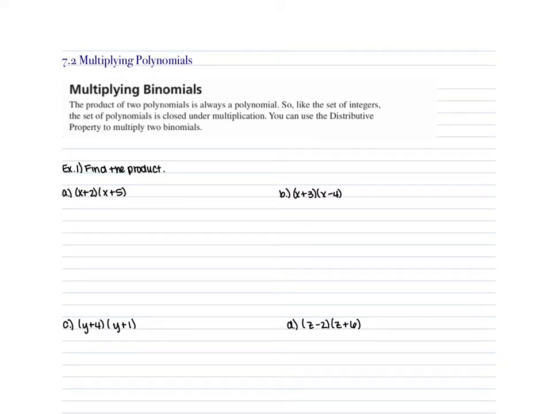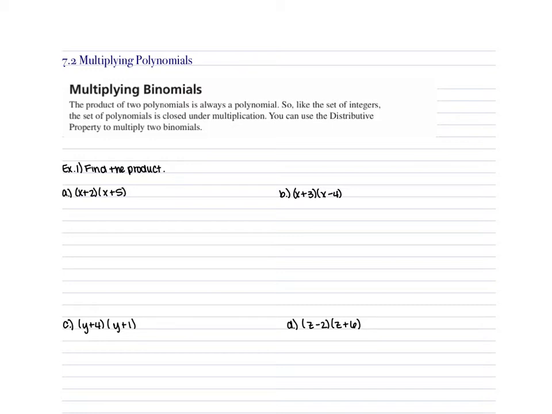7.2 goes over multiplying polynomials. When we multiply polynomials, we can do this in multiple ways. There's foiling, we can distribute. It's totally up to you. You can do this vertically, you can do it horizontally. Again, it's totally up to you.